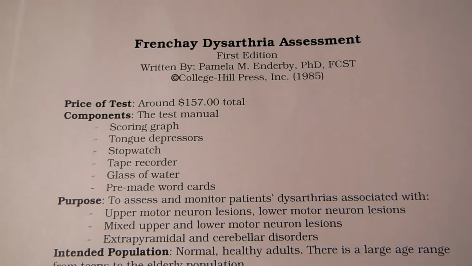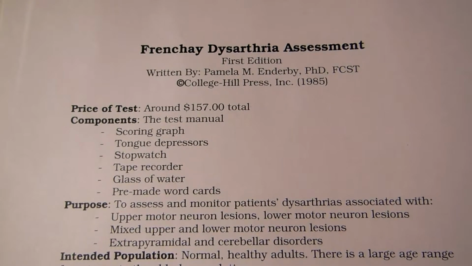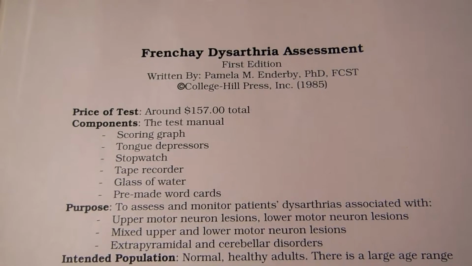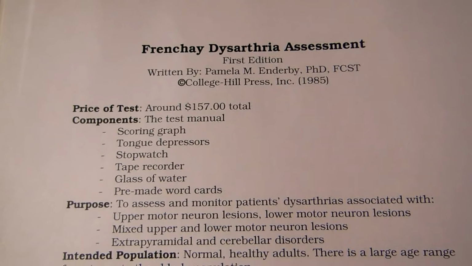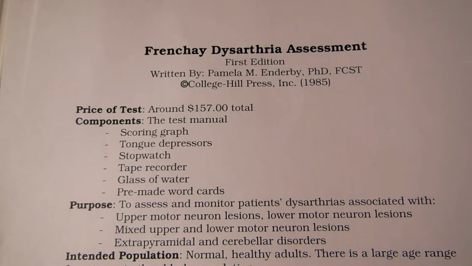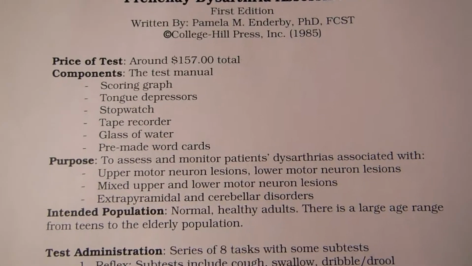The price of the test is around $157 total for all the components. The components of this test include the test manual itself, a scoring graph, tongue depressors, stopwatch, tape recorder, glass of water, and pre-made word cards.